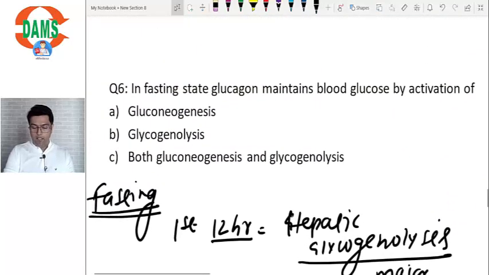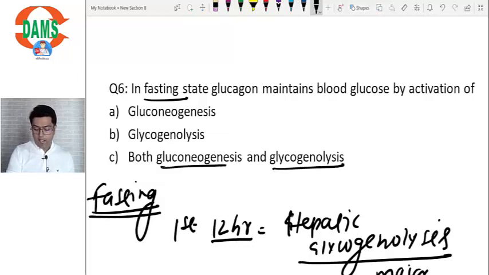In our MCQ they have not mentioned the time or the organ. Suppose the question was: in the fasting state, what does glucagon do? As we fast, two hormones increase, glucagon and cortisol, and both increase the blood sugar. Glucagon activates both glycogenolysis and gluconeogenesis.